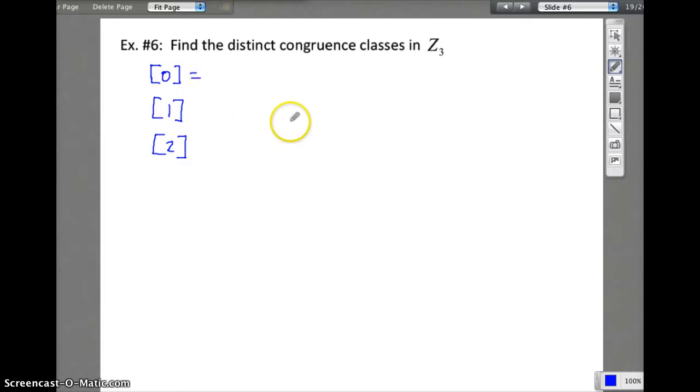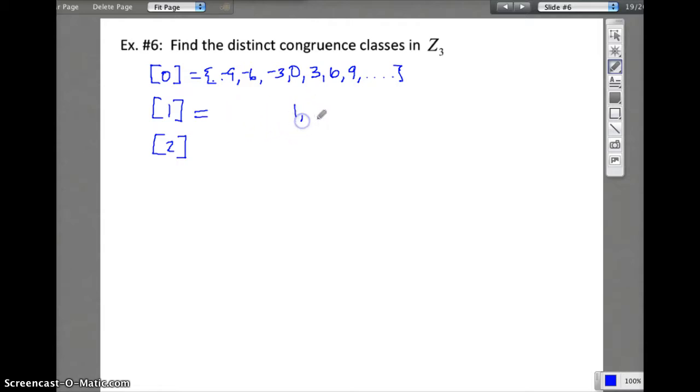Things that would be in the congruence class of 0 mod 3. These are things that have the same remainder as 0 when divided by 3. So 0 will always be in its own congruence class. It's that reflexive idea. So we know we'll have 0, but 3 divided by 3 has a remainder of 0. 6 divided by 3 has a remainder of 0, 9, and so on. And also in the negatives, so negative 3, negative 6, negative 9, and so on. So this is an infinite congruence class, but it's all the numbers that are congruent to 0. All the things that have a remainder of 0 modulo 3.